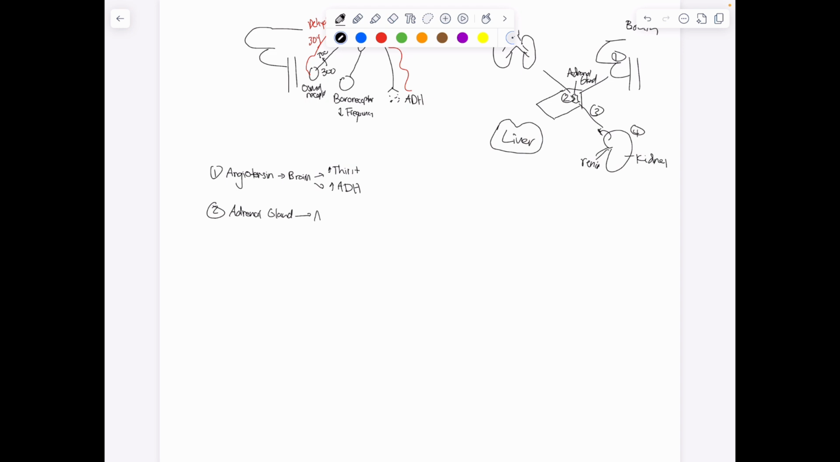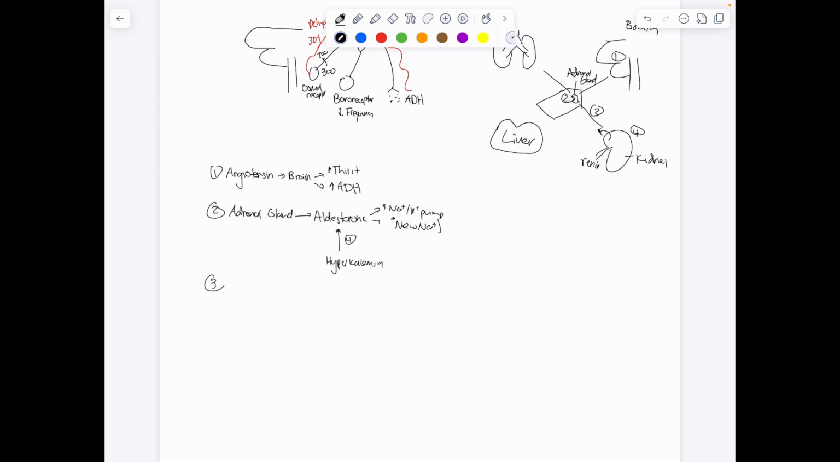So now we have our adrenal gland, and that will release aldosterone. And then aldosterone will increase our sodium potassium pump activity, which will create new sodium. And another thing that can affect our aldosterone, which is number 4, will be hyperkalemia.